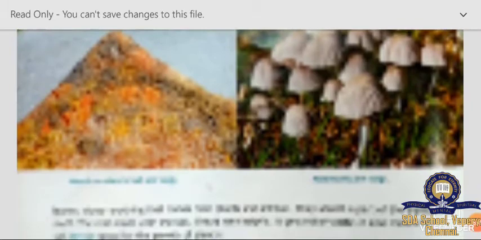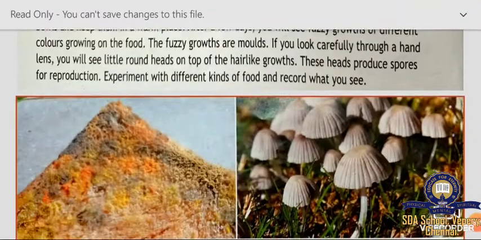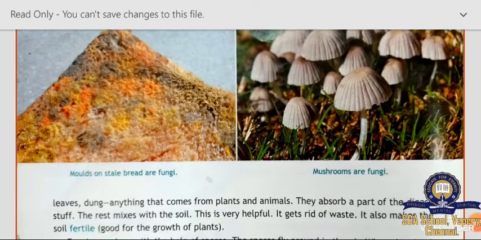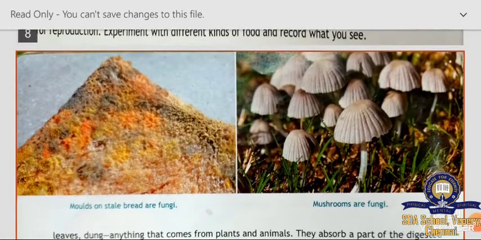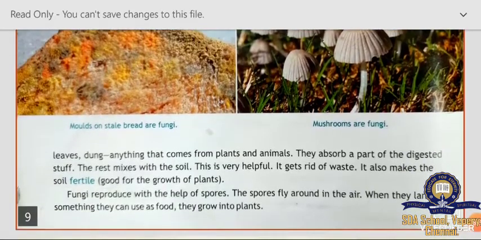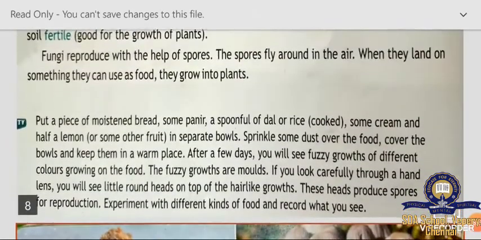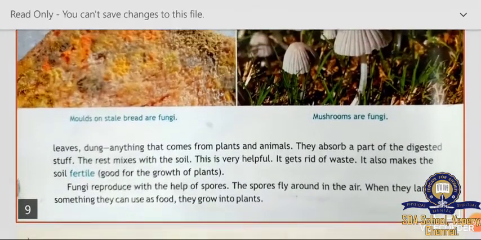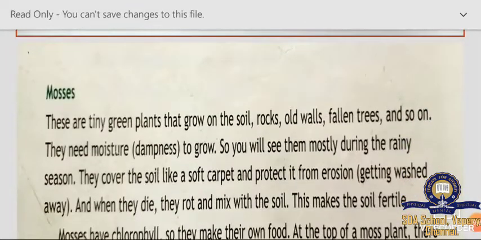You can see the mushroom here on the right side. Why is it white in color? Because they do not have chlorophyll. That's why it looks like a white cap. Okay, now here are some fungi. Next we'll see mosses.